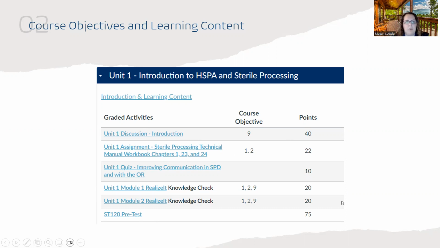There is a pretest down here at the bottom. It is worth 75 points, so you do have to do that. Do the best that you can. We want to see where you're at, and then it gives you an idea of where you're going to go, okay? With these unit discussions, you will have a discussion post every single week, okay?